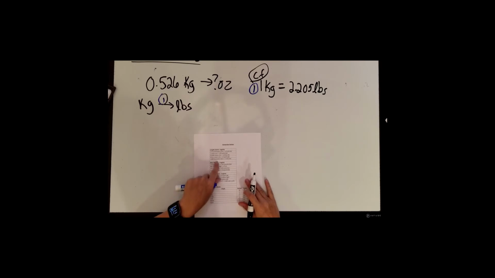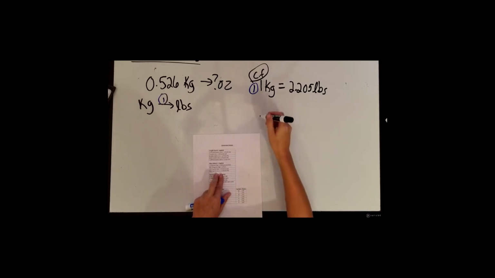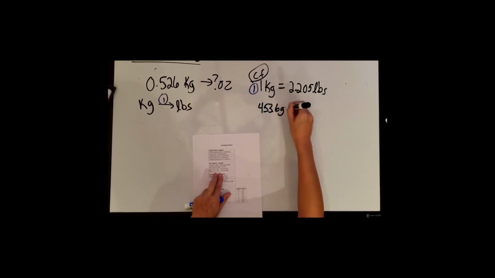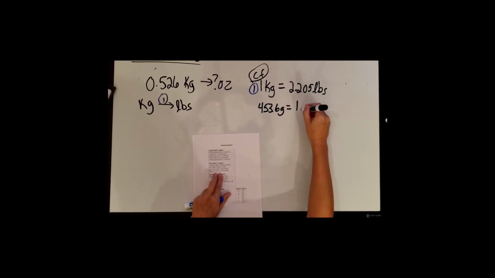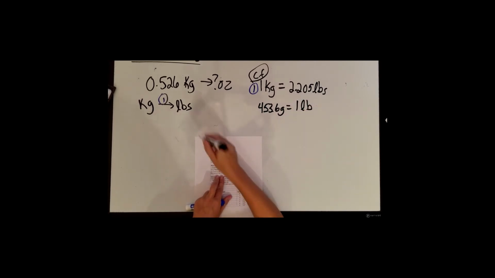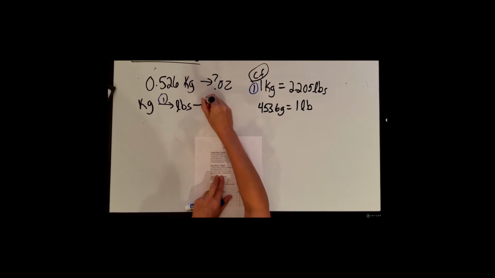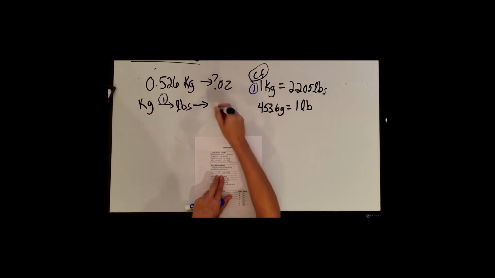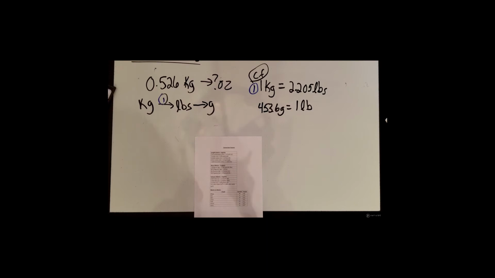So I'm looking again. Well, the conversion factors I have here, I only have one conversion factor that has pounds in it. Okay, and that will get me from pounds to grams. So I'm looking at the one that says 453.6 grams is equal to 1 pound. Okay, so that's going to bring me from pounds to grams. So this is going to be a couple steps. One of the hardest ones you'll see.